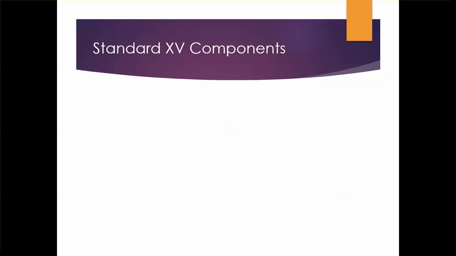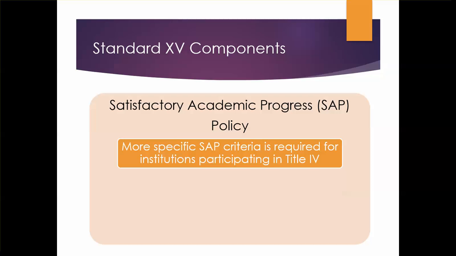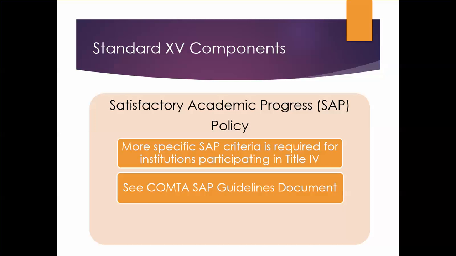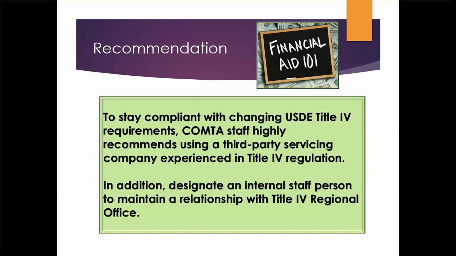And finally, as noted in the previous module, the Satisfactory Academic Progress, or SAP policy, is more specific for those institutions and specifically students who are participating in Title IV, because if the Title IV students are not meeting SAP, there are very serious consequences to that. And these requirements are listed in the COMTA SAP guidelines document to help, but also make sure that you see any current Title IV regulations. And again, you can get those from your Title IV regional office.